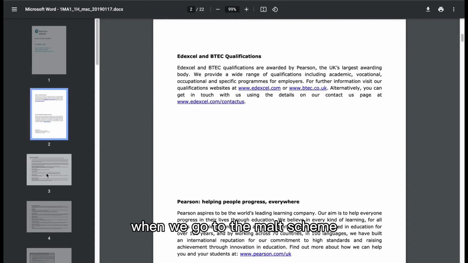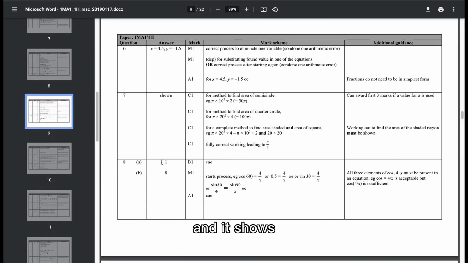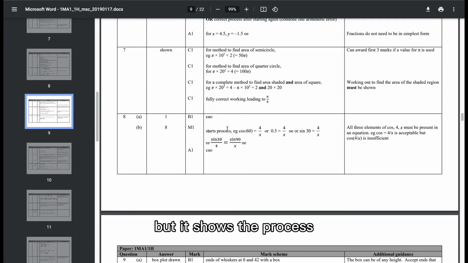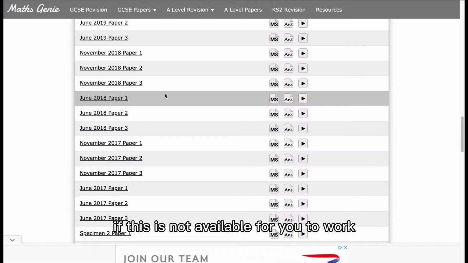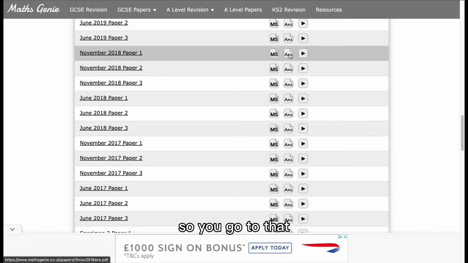When we go to the mark scheme, it shows question 8 and it shows the answer. It's saying C, I think it was a proof question. We look at that in particular, but it shows the process. If you still don't know what sine 30 is, or what topic this is, don't worry. If this is not available for you to work from, then you go to the November 2018 paper, then you go to the answer section.